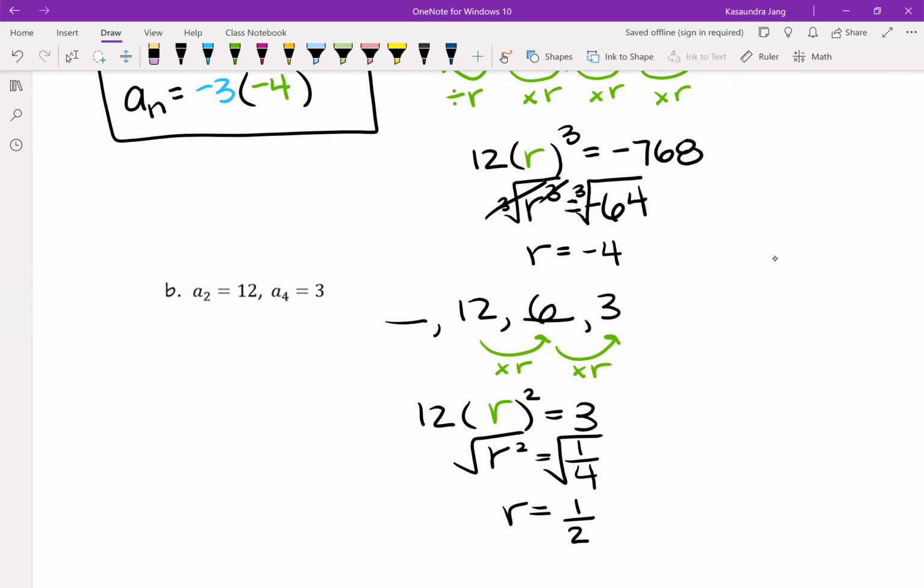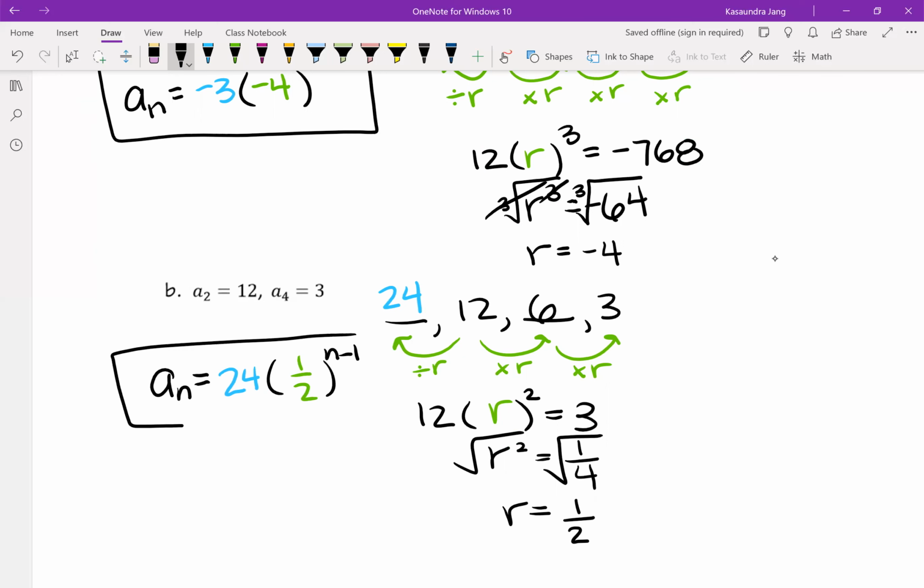Multiplying by that ratio is going to get me the next number, next number. If I want to go backwards though, I have to do the opposite. I have to divide by that ratio. So 12 divided by 1/2 is 24. So my first number in my list here is 24. Now I can write my little formula. AN equals the first number 24 times my ratio 1/2 raised to the n minus 1. Okay, so there's my formula.